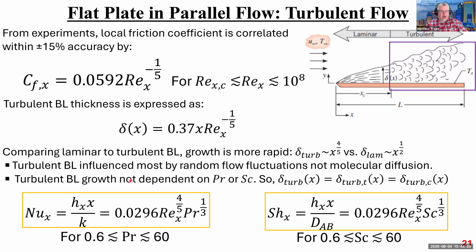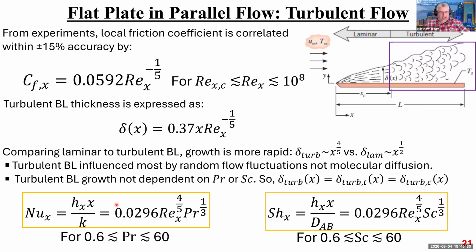And so turbulent boundary layer growth is not dependent on Prandtl number or the Schmidt number the same way that it is in laminar boundary layers. So for turbulent boundary layer, because of all the mixing, the velocity boundary layer height growth, the turbulent thermal boundary layer height growth, and the concentration boundary layer height growth in turbulent flow are all basically identical, right? Because everything gets mixed up.